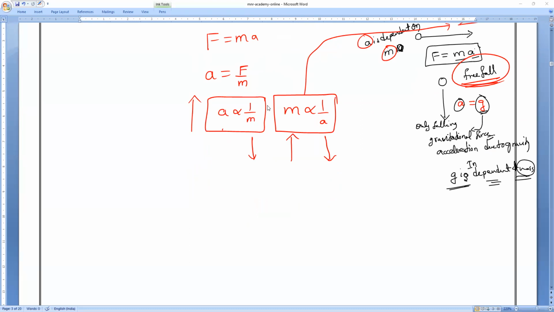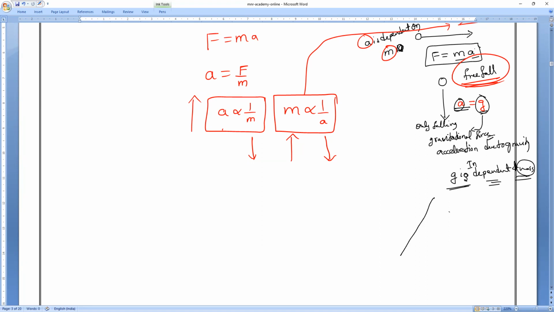Sir, can we say free fall is due to the gravitational force and drag force, or either of them? No drag force. If the drag force is exerting but an equal amount on both bodies, then we can neglect the drag force. If both are experiencing the same amount of drag force, then we can neglect it.